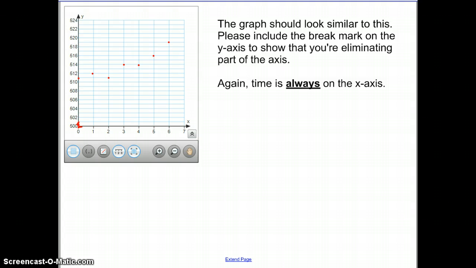So the graph would look something like this. You need to include a break mark on the axis if you are not starting at 0. So make sure you put that little break mark in so you're eliminating part of the axis. And again, time is always on the x-axis.